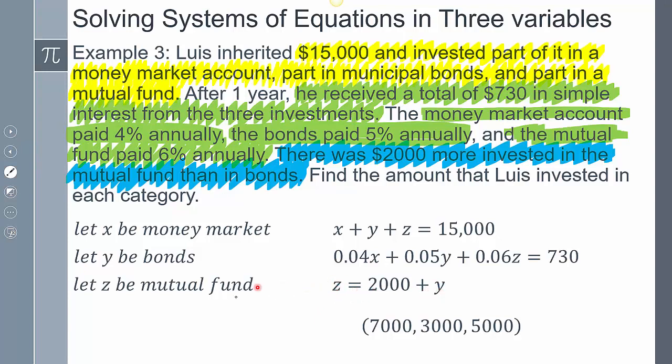Because z represents my mutual fund, there's $2,000 more in that mutual fund than in the bonds. So that 2,000 added to whatever the bonds is going to be my mutual fund. From here, you're going to have to use the process to solve it. You would have to plug z into both of these. Because this is substitution, you'd be able to create a system of 2 equations, and you'd be able to solve it from there.